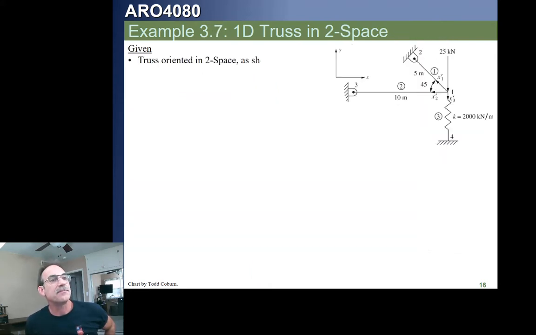Does that make sense? Here's one more example. Here we have a combination of trusses and springs. We have 3 elements then. Element 1 and 2 are both truss elements. Element 3 is a spring. We can see we have 4 nodes, and 3 of them are pinned.